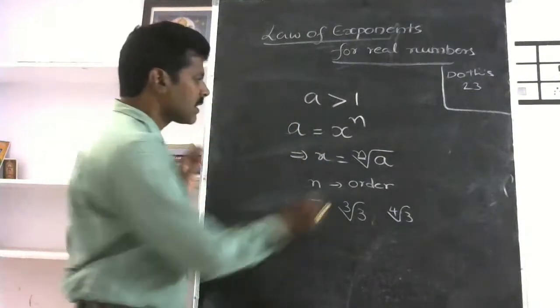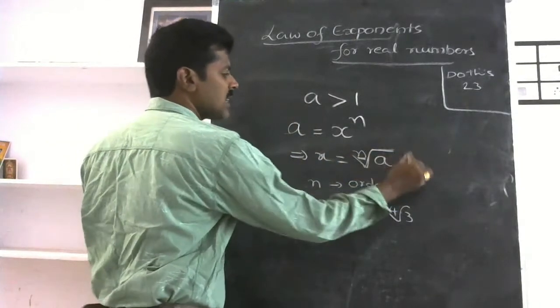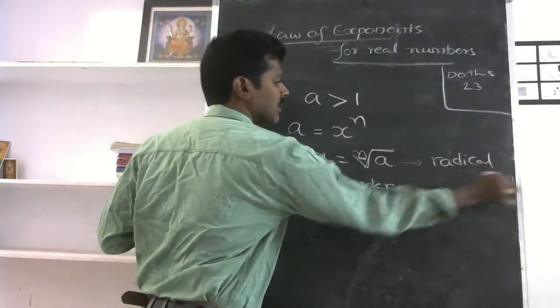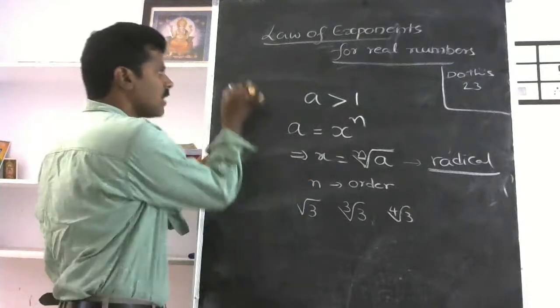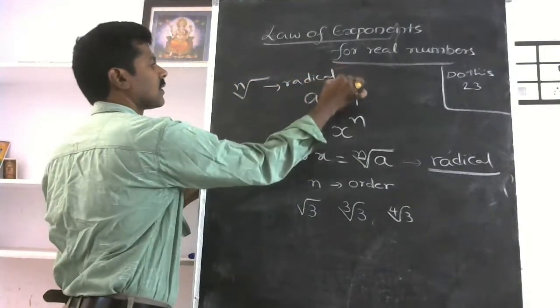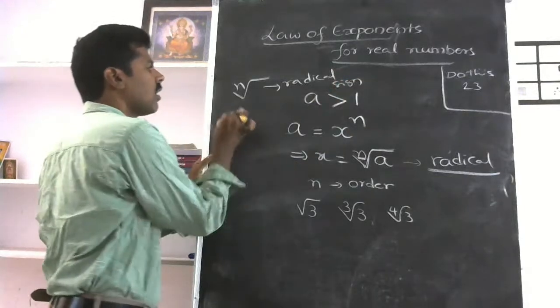Now, here, this nth root A is called a radical. A is called the radicand. The nth root symbol is called the radical sign. And n is called the order of the surd.